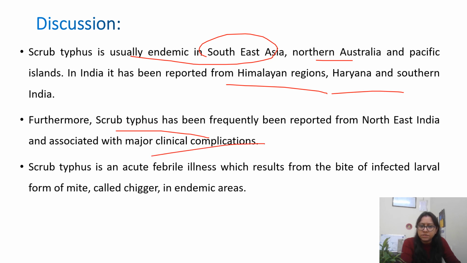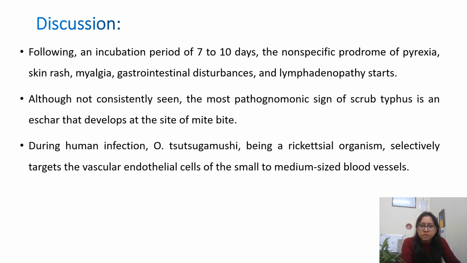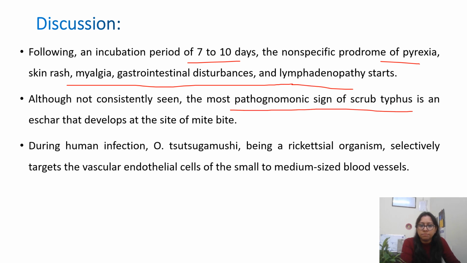So patient will present to you with febrile illness, which will result from the bite of infected larval form of mite, and this is known as chigger in endemic areas. So this has an incubation period of 7 to 10 days, following which patient will present to you with pyrexia, skin rash, myalgia, GI disturbances and lymphadenopathy will start. The most pathognomonic sign of scrub typhus is an eschar that develops at the site of mite bite.